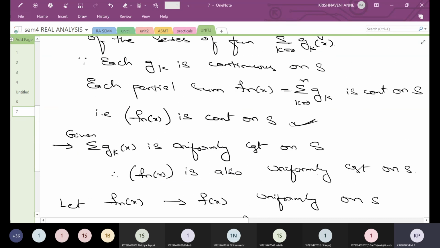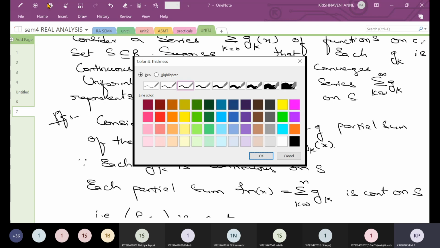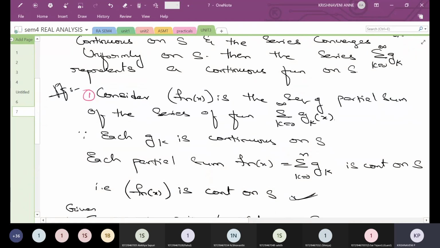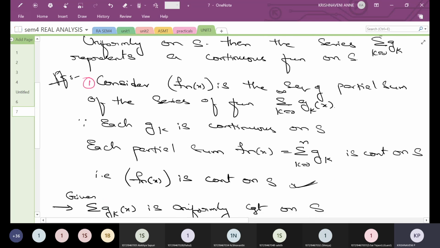I'll just go back now. I'll write step by step here. If you have any doubt in any step, you can ask me. First step: read the first step and write it down. So what did we take? We have just taken Fn of x as the sequence of partial sums of the series of functions gk. Since each gk is continuous on S, each partial sum Fn will be continuous on S. Since each term, that means f1, f2, f3, everything is continuous, the sequence is continuous.